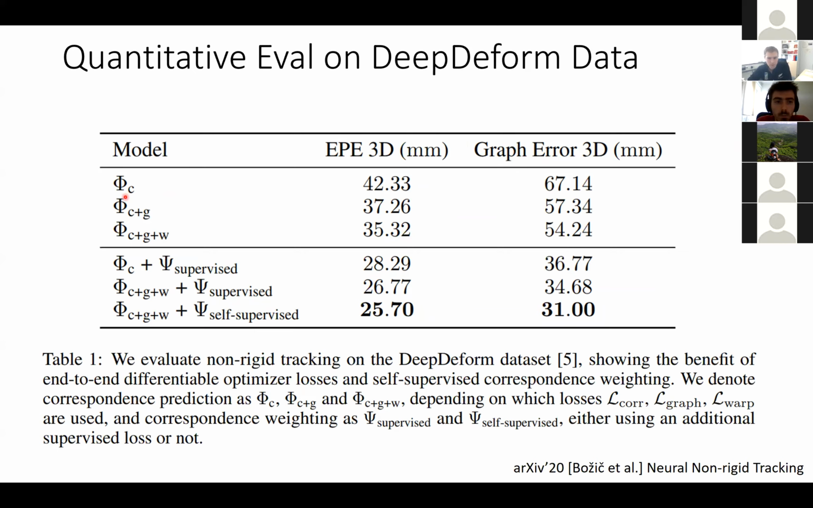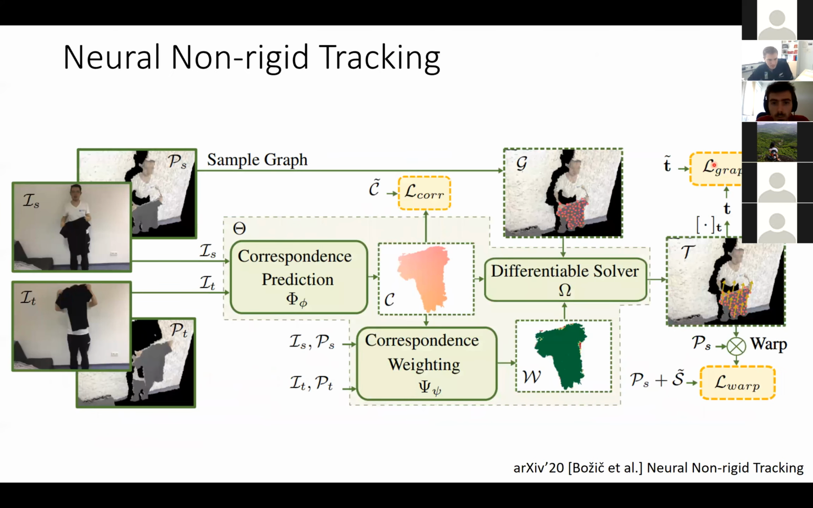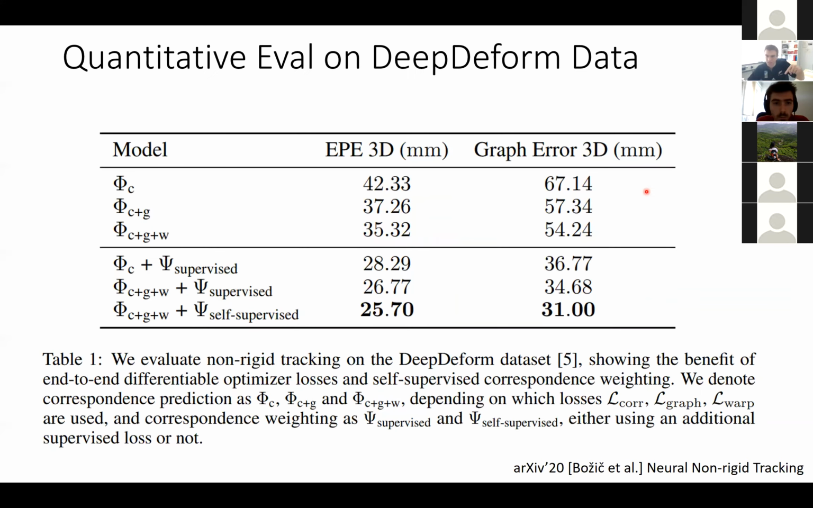So if you're basically using a flow network first, you're getting like 42. If you're adding this graph term, if I go quickly back, this term here, then it's already differentiating through the optimization, and you're getting a little lower. If you're using this warp loss in the beginning, you're also getting a little bit lower. The same counts for the graph error, but this one goes down a bit more, which is reasonable, right? That's what we care about.